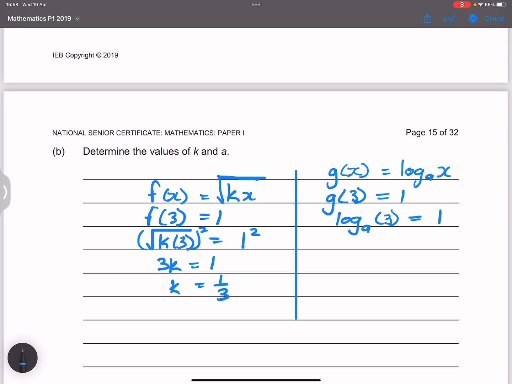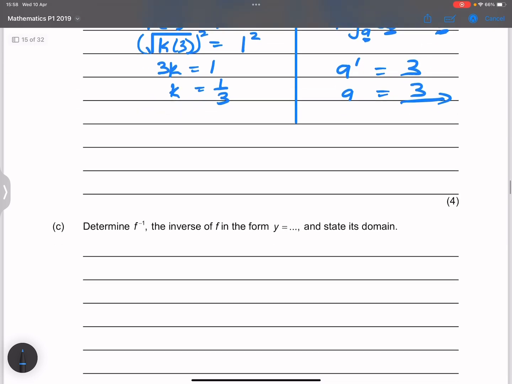Now, ladies and gents, I want you to please remember how to convert from logs to exponents. So this base will become the base of your exponent, and the answer here becomes the exponent. So it means that a to the exponent 1 is equal to the index, which is 3. So that means a is simply equal to 3. So that's how we get the value of a.